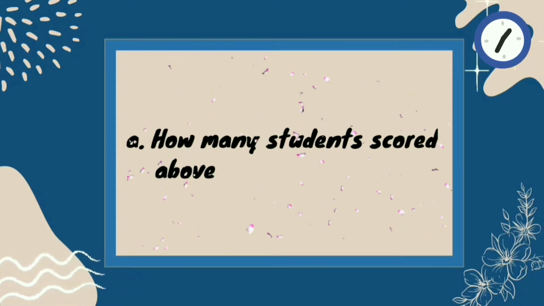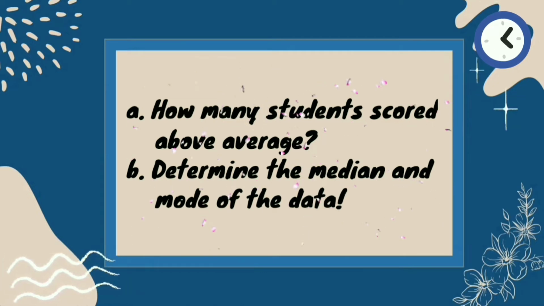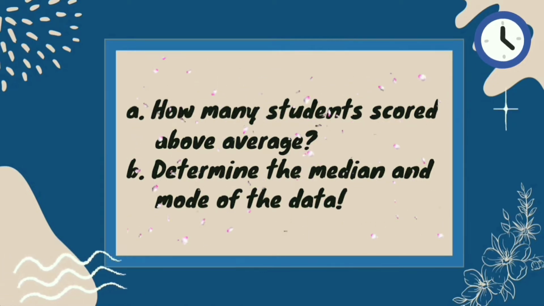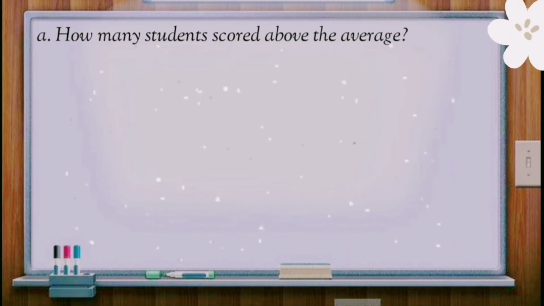The questions are A. How many students scored above average? And B. Determine the median and mode of the data. For the question of A, how many students scored above the average? So, we have to find the average first.